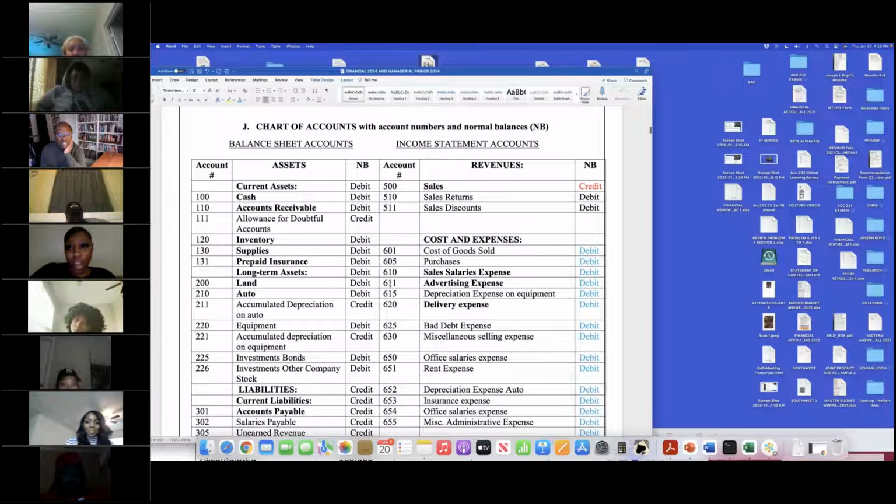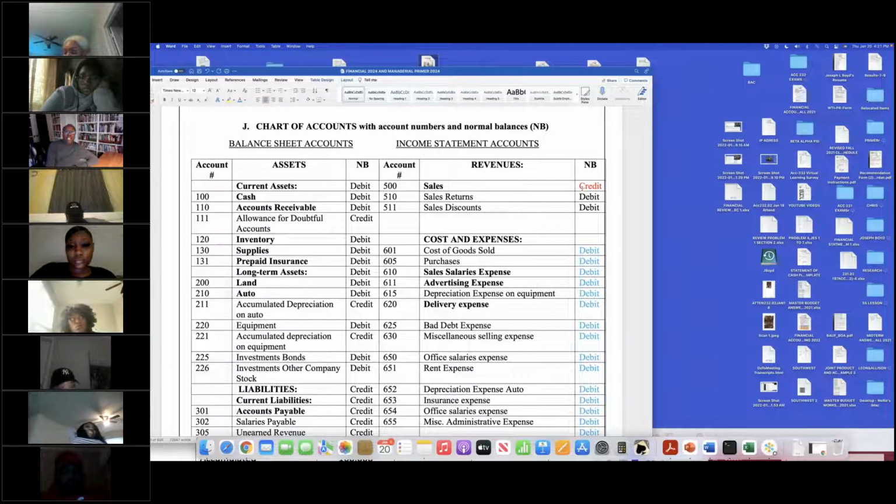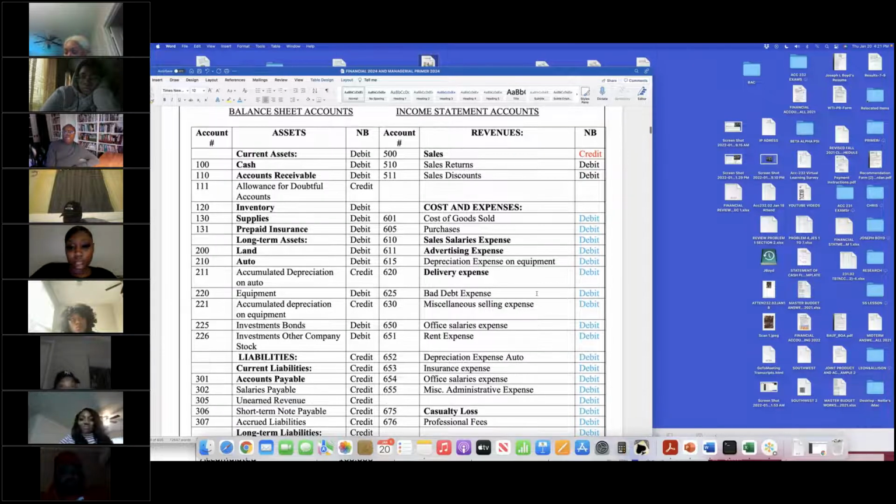Typically, whenever there's a sale, sales is credited. Sales is always credited. Expenses are typically always debited. So when you're making a journal entry and you have an expense in it, you're going to debit it. So that should help you in making journal entries. The revenue is credited, the expenses are debited.